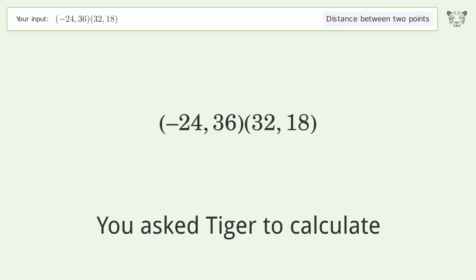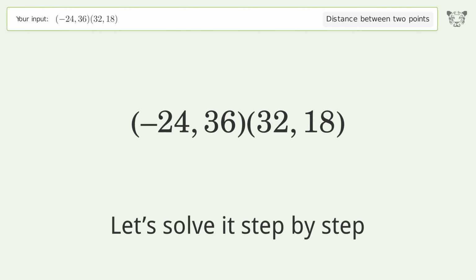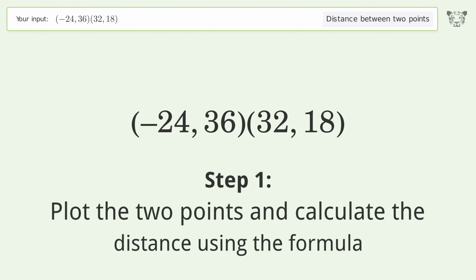You ask Tiger to calculate. This deals with the distance between 2 points. The distance between the 2 points is the square root of 3,460, or 58.822. Let's solve it step by step. Plot the 2 points and calculate the distance using the formula.